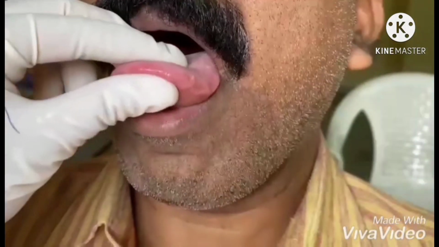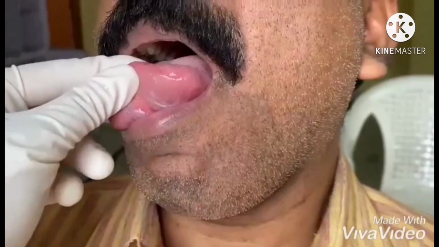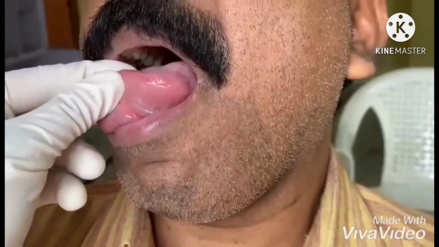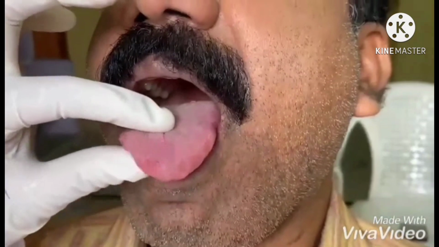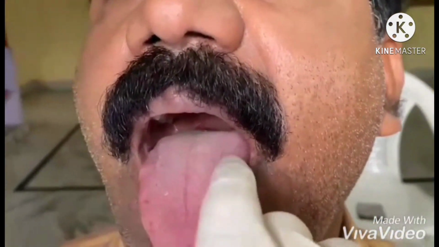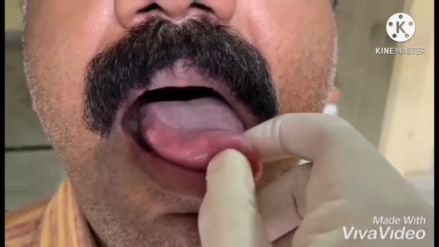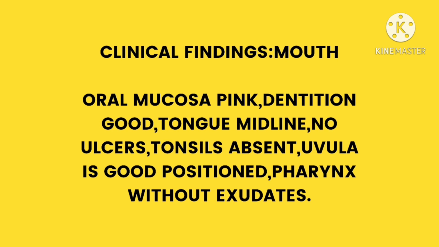With the left gloved hand, grasp the tip of the tongue and gently pull it to the patient's left to inspect the undersurface and sides of the tongue. Look for white or reddened areas, nodules or ulcers. Palpate the tongue with the help of the gloved hand, looking for any indurations. Repeat the same procedure on the other side of the tongue. Clinical findings of mouth: oral mucosa is pink, dentition is good, tongue is midline, no ulcers, tonsils absent, uvula is in good position, and pharynx is without exudates.